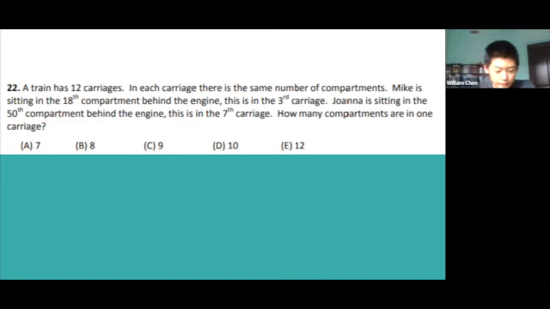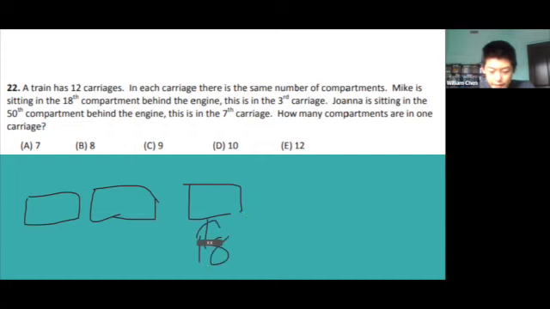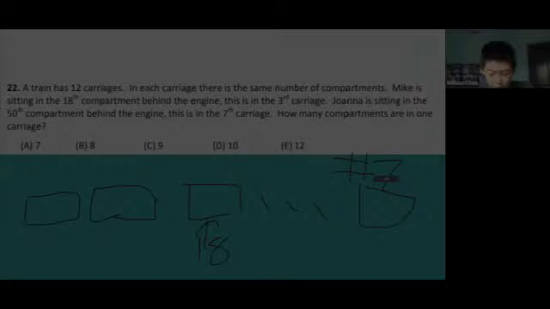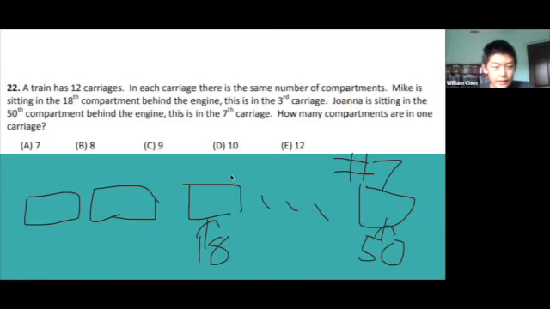Basically, there's a train. In the train, there are some carriages. Note that in the 3rd carriage, there's seat 18, and in the 7th carriage, there's seat 50. So far we have one answer, B, that is the correct answer.